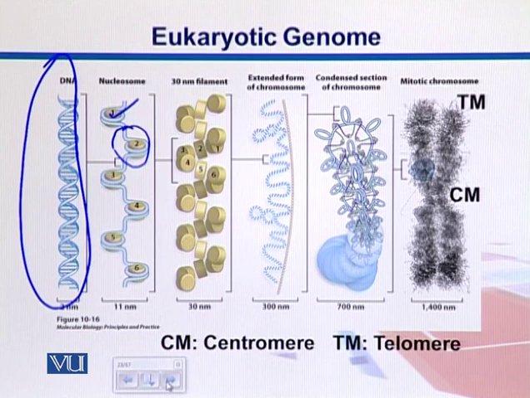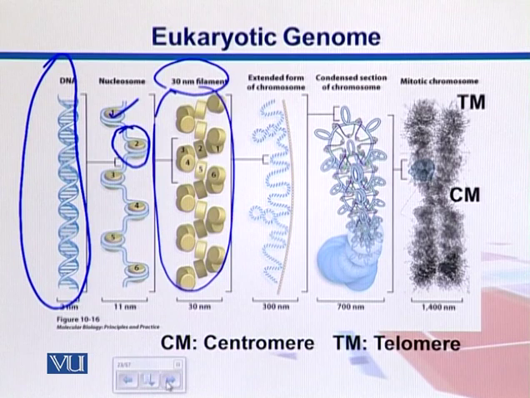Then these nucleosomes turn around and make wider structures. We come up to a 30 nanometer filament right here in this section. Then these structures supercoil on themselves to make further bigger fibers, until they reach the chromosome, where the width is 1400 nanometers. If we look into the chromosome, we can recognize different arms in it, which we call sister chromatids.